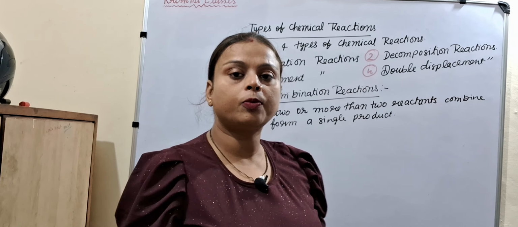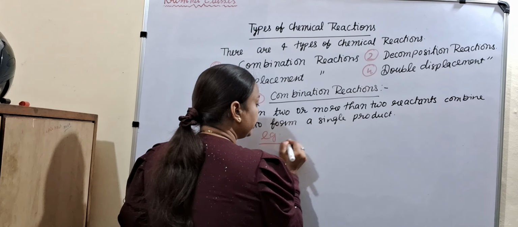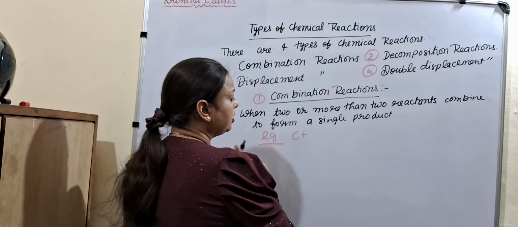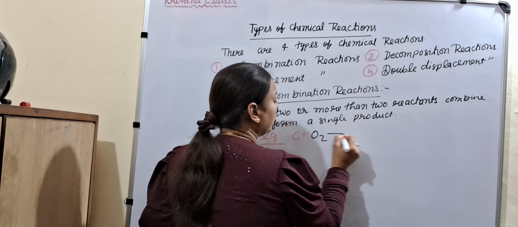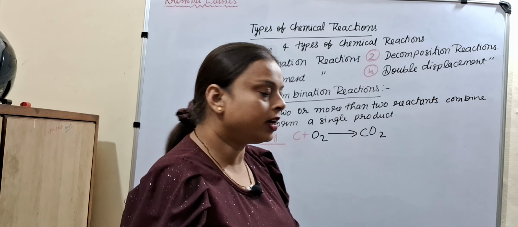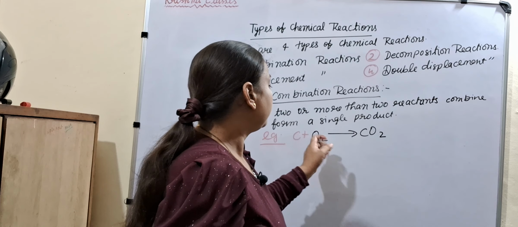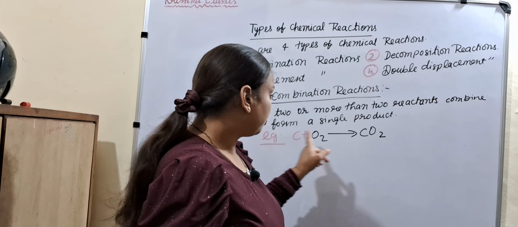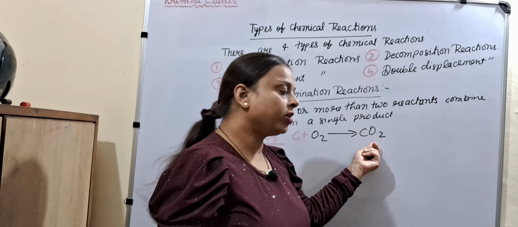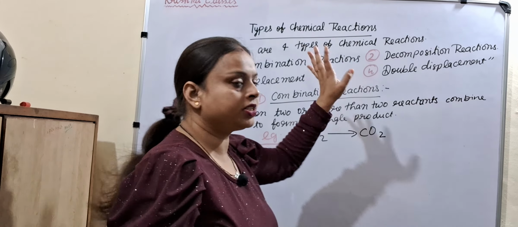Let's see the example of combination reaction. C plus O2 gives CO2. This is the example of combination reaction. Here you can see very easily carbon and oxygen, two reactants, are combined with each other and form a single product, carbon dioxide. So this is the example of combination reaction.